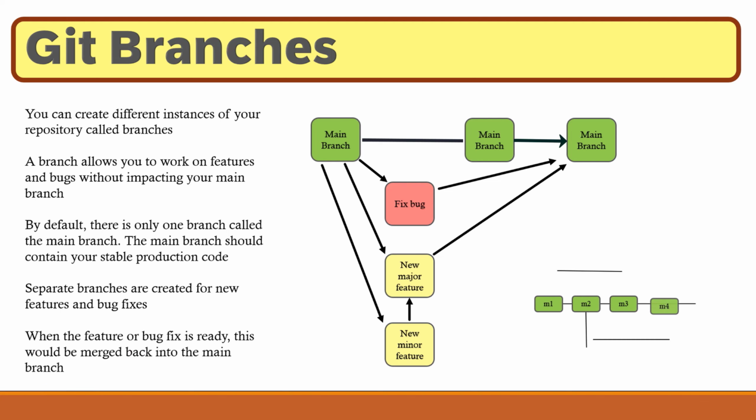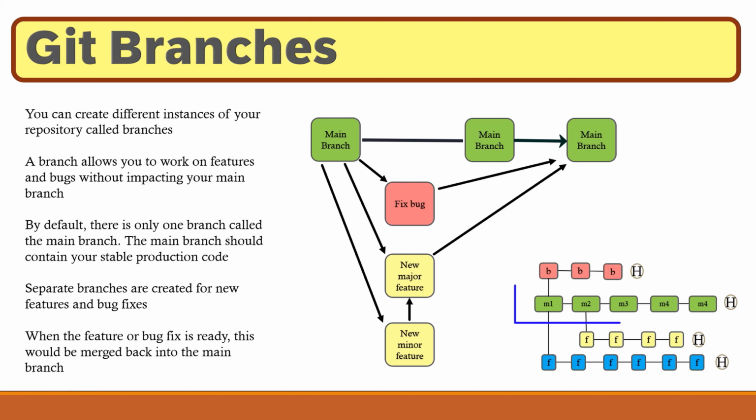Now on the bottom right, I have created the diagram again. So in green, these are all of our commits. So in effect, it's a timeline of the main branch.